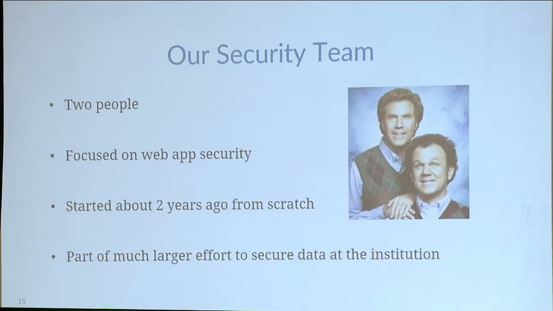So our security team, we have 2 people, and we're focused on web application security. We started about 2 years ago, in fact, 1 month from now it will be 2 years, and we started everything from scratch. But we're really part of a much larger effort to secure data at the institution. There's obviously a bigger data team. So what makes us different? Well, a typical shop, maybe a company, might have 1 or 2 web applications. One of them might be the corporate website, the other might be something for microservices. We have hundreds of web apps at OHSU.